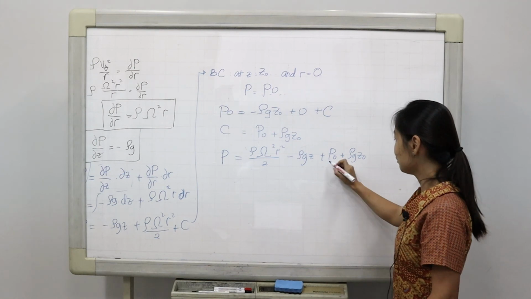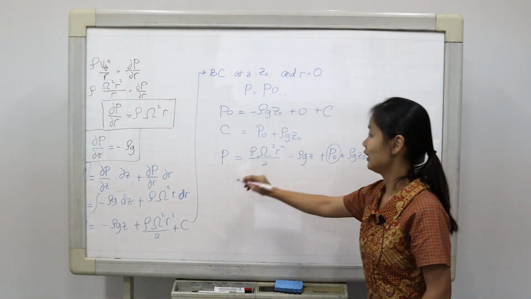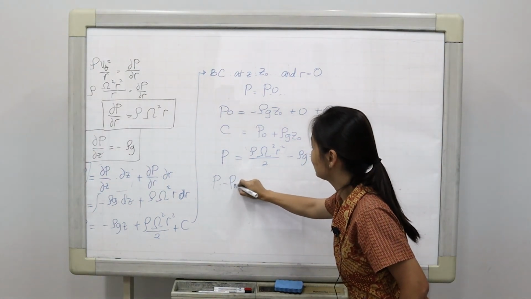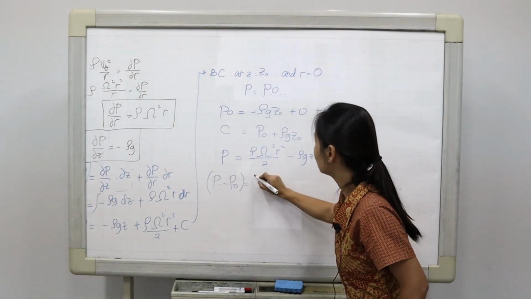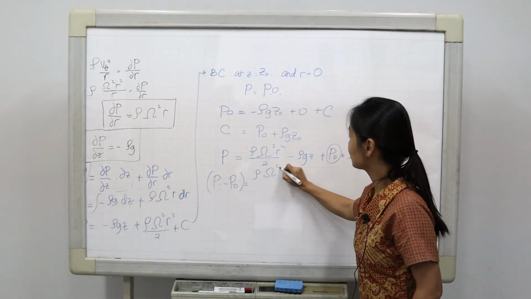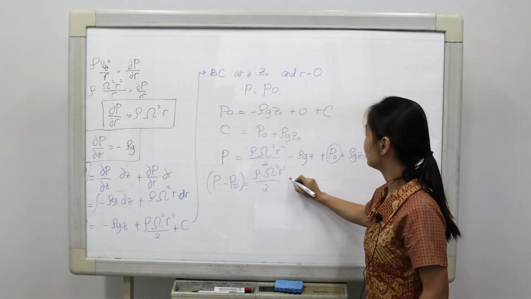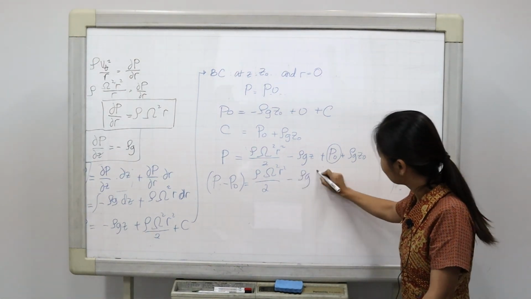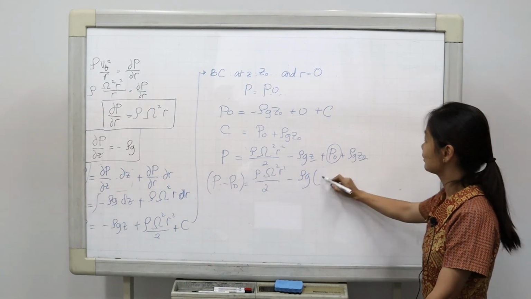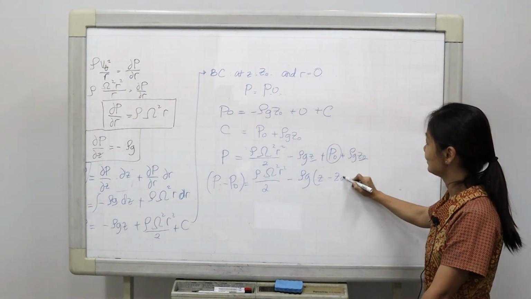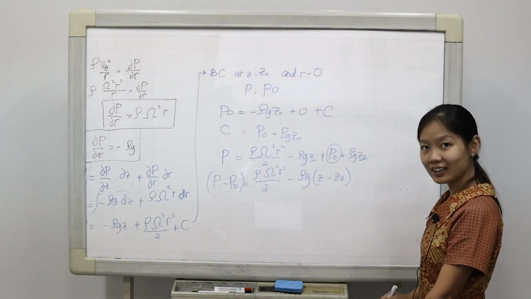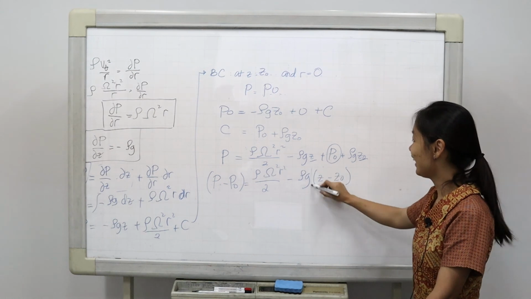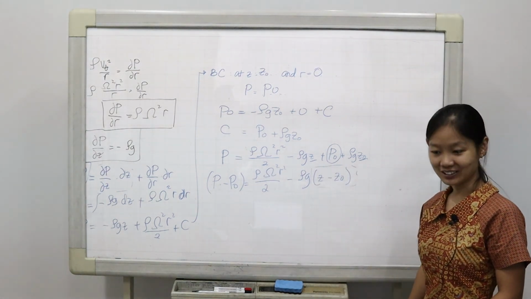Now I can move the P0 to the left. That will give me P minus P0 equal to ρω²r² divided by 2 minus ρg times (z minus z0). Now we already get a glimpse of the height distribution.